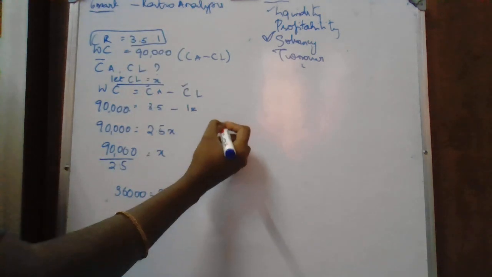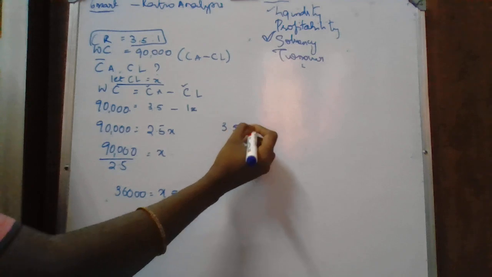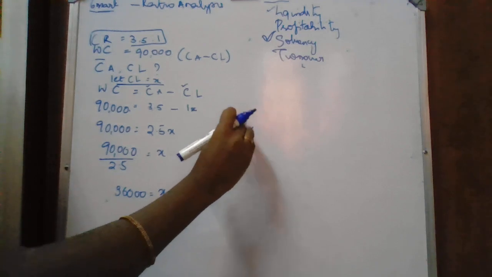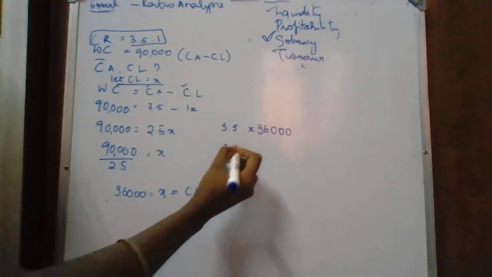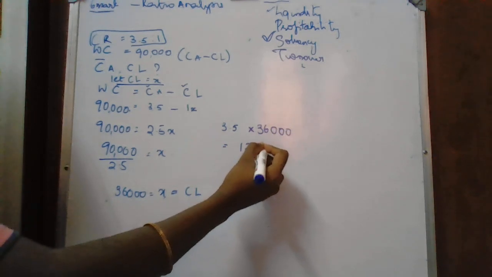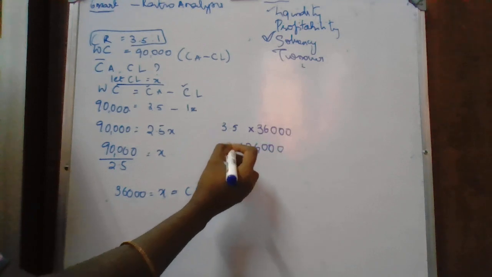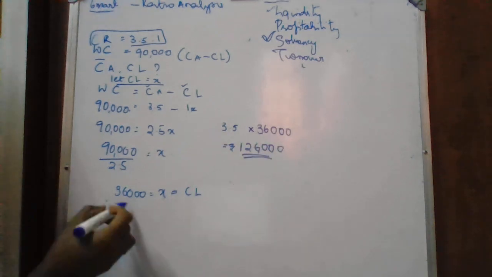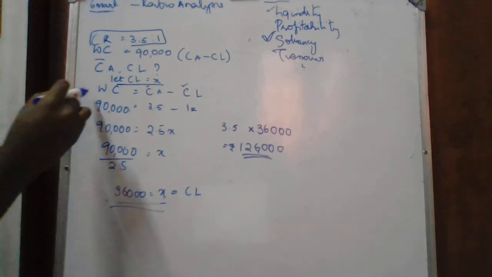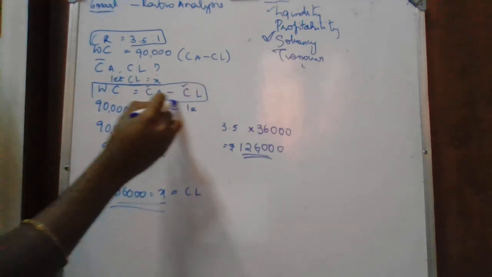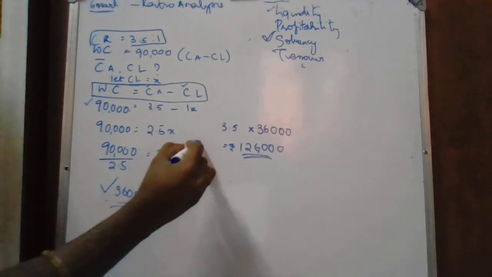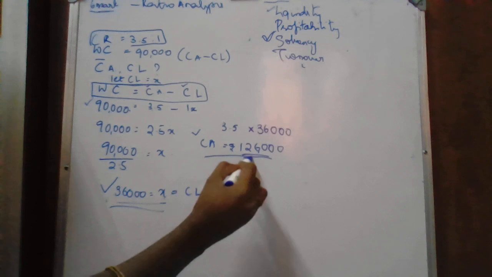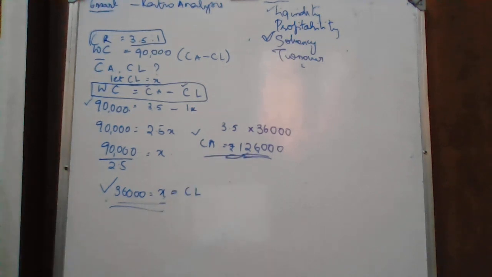Now you know what x is. So what shall be 3.5x? 3.5 into 36,000 will be 1,26,000. Now you know your current asset and your current liability. You have to write the working capital formula, compute the current liability, and compute the current asset. This is again a 6-marker formula.